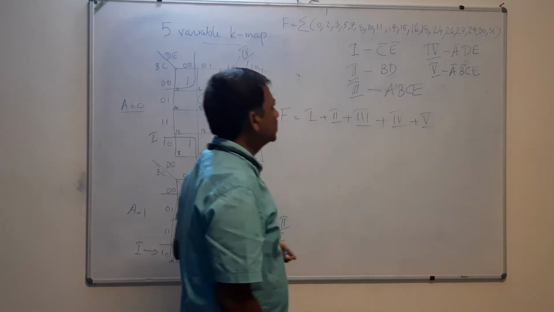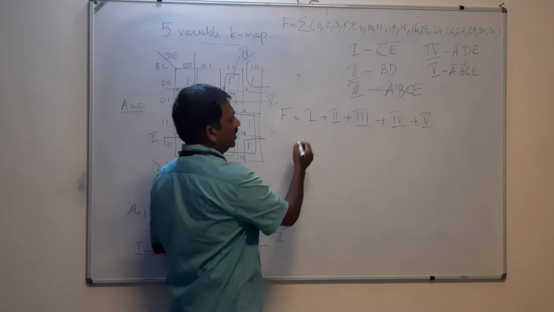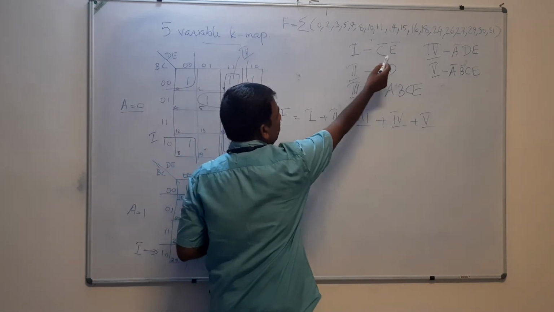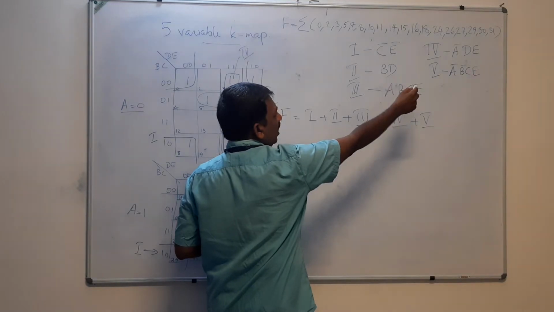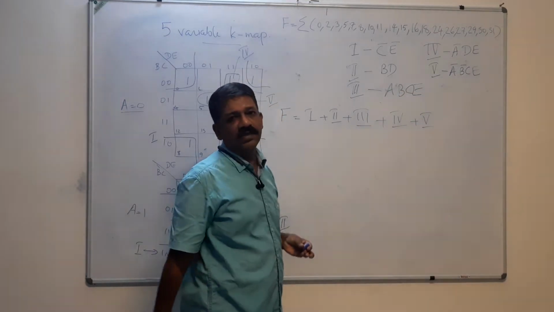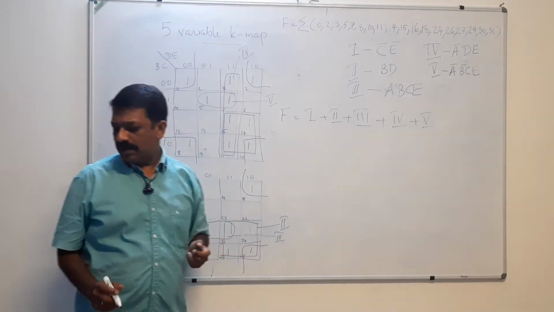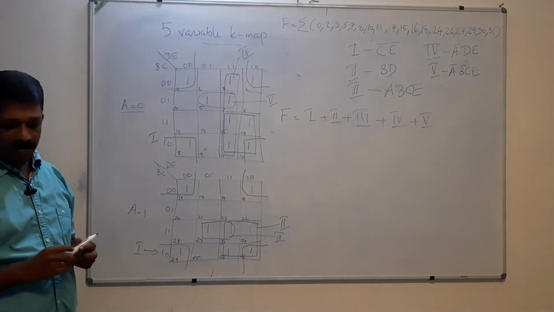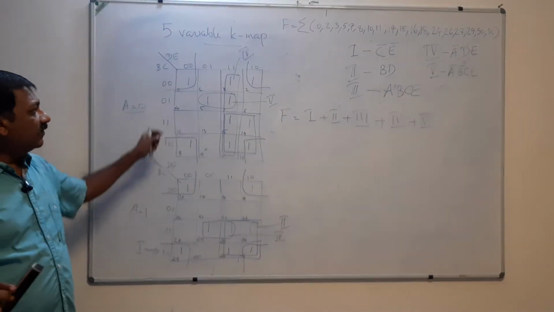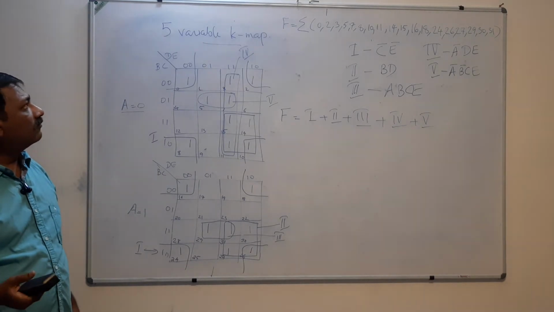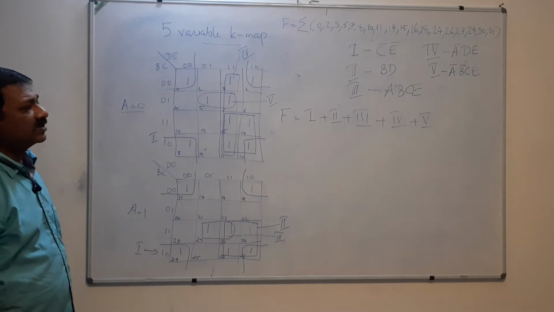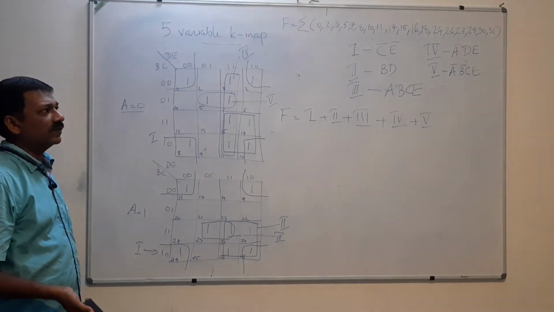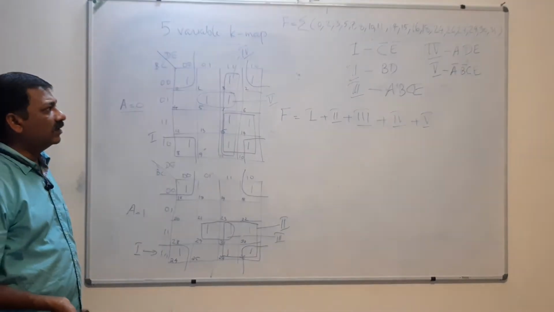That means the function is the sum of C bar E bar, BD, AB, CE, A bar DE, and A bar B bar CE. Okay, and this is the way you can tackle five variable situations using K-maps. Another technique is also there, which is called the K-map method, that we will discuss later.